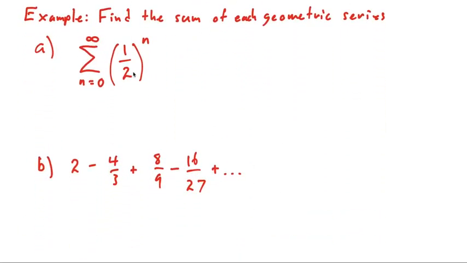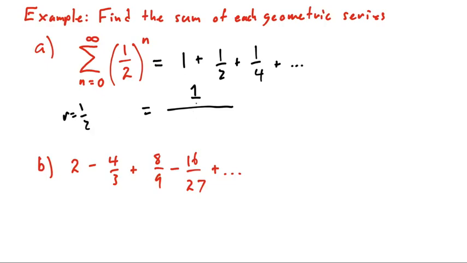Here we have two geometric series. The first one should look familiar. This is the geometric series from the ball problem. If we were to expand this out, we start at n equals 0, 1/2 to the 0 is 1, 1/2 to the first is 1/2, then we have 1/4, etc., as we saw before. In this example, the first term is 1, and the constant ratio r is 1/2. So the formula tells us first term divided by 1 minus the constant ratio. 1 minus 1/2 is 1/2. We have 1 divided by 1/2, which is equal to 2.